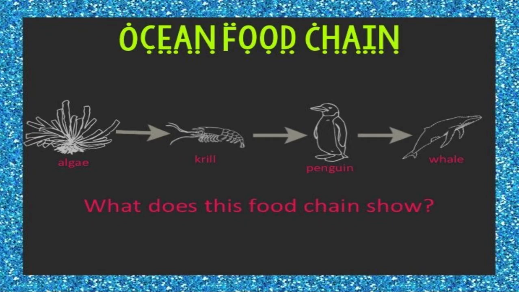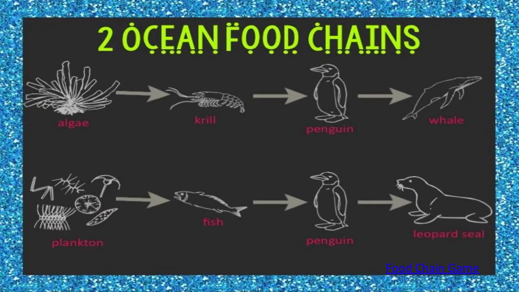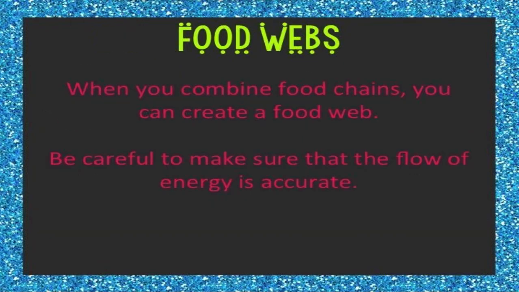Ocean food chain. What does this food chain show? What do you guys think this food chain is showing right now? This food chain is showing algae transferring energy to krill, transferring energy to a penguin, to a whale. We have food webs. When you combine food chains, you can create a food web. Be careful to make sure that the flow of energy is accurate. That is represented by those arrows.